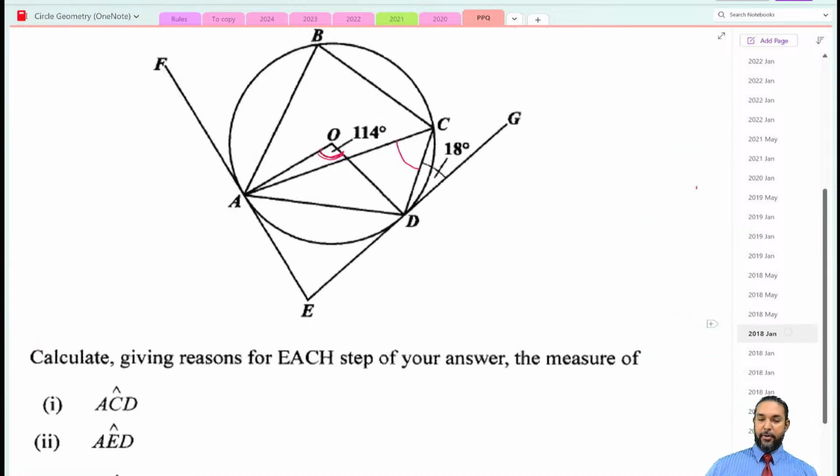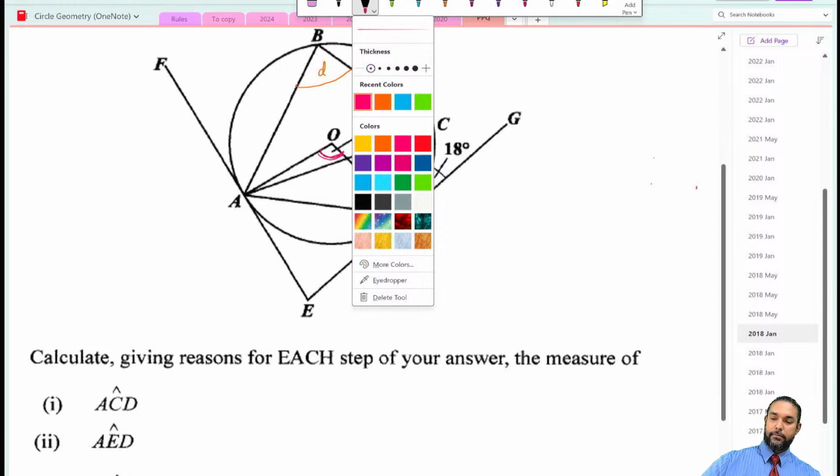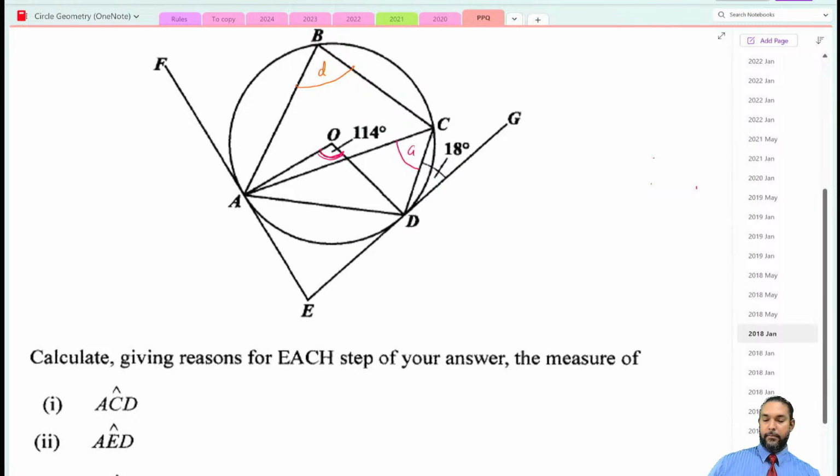All right, so let me go back here. We call that D. This is A. That's B. This angle here was angle C. So we have 4 angles to find there.